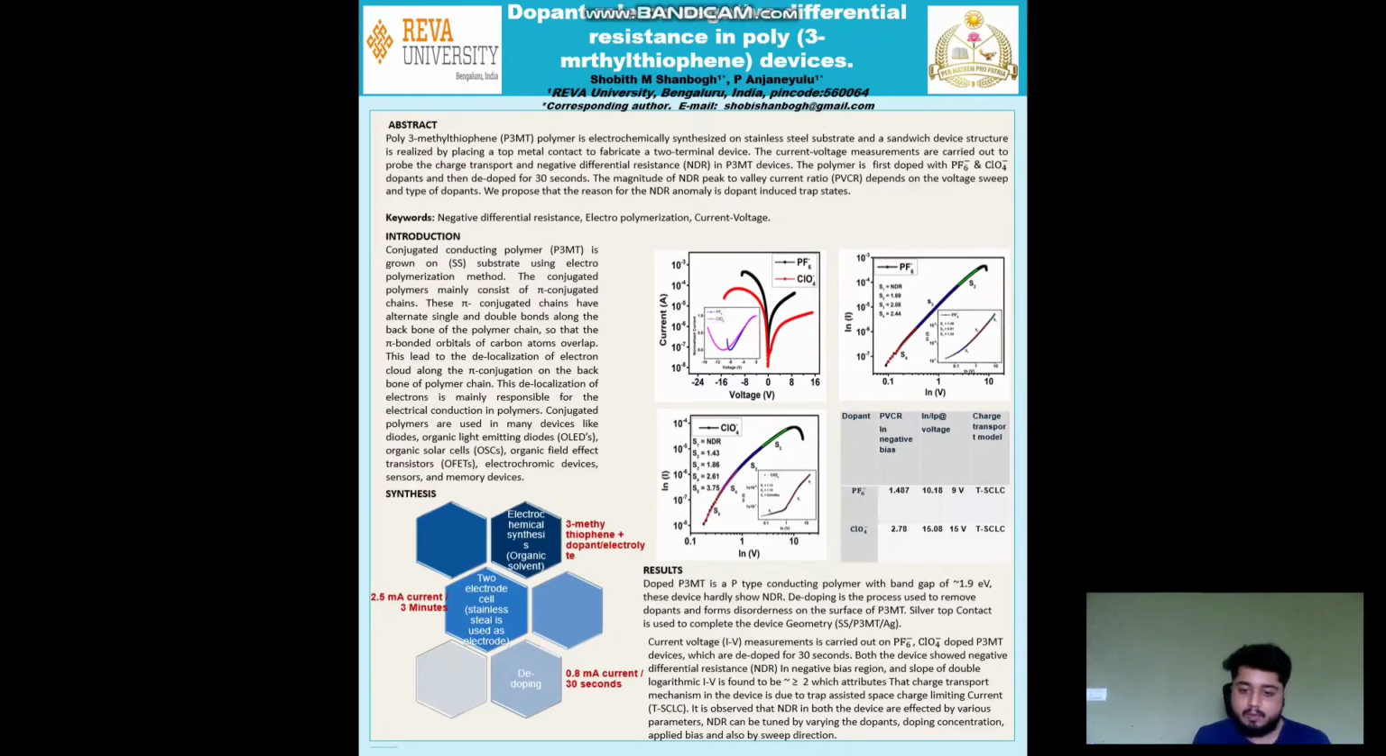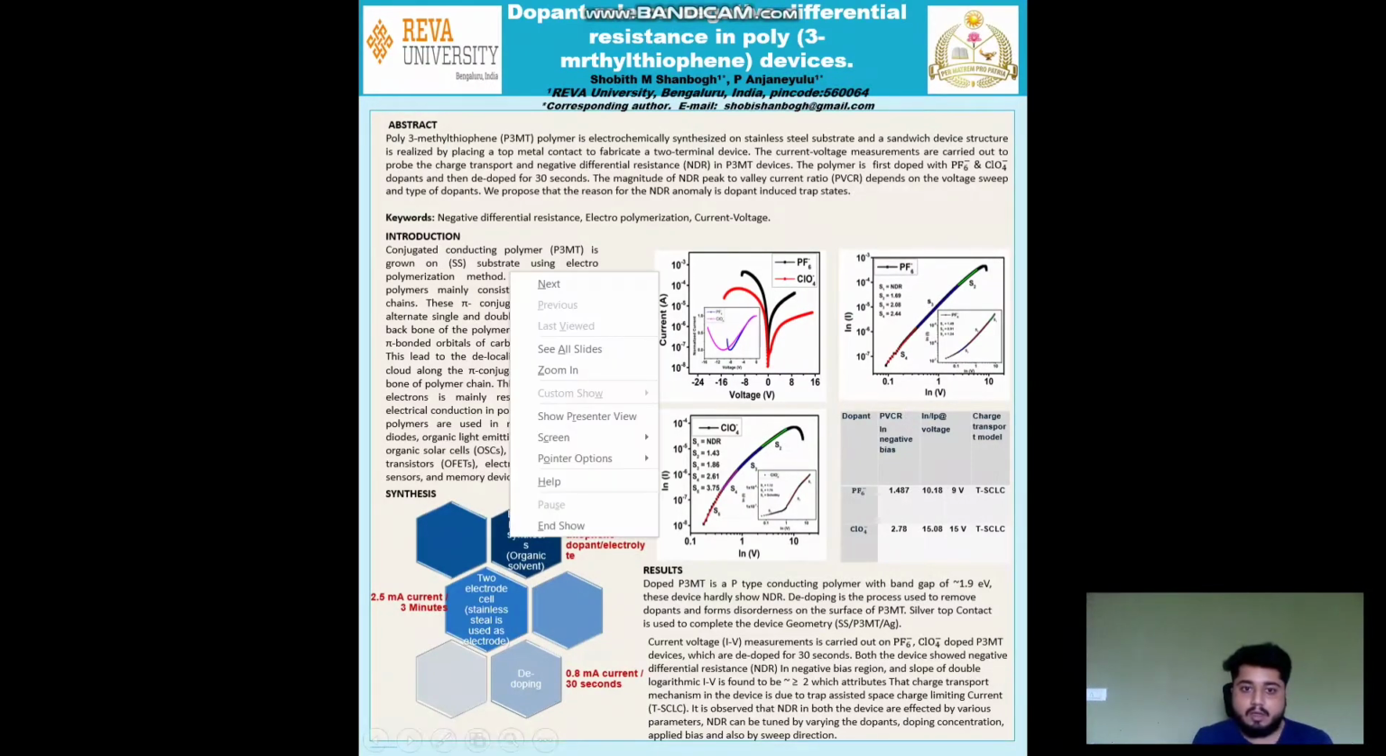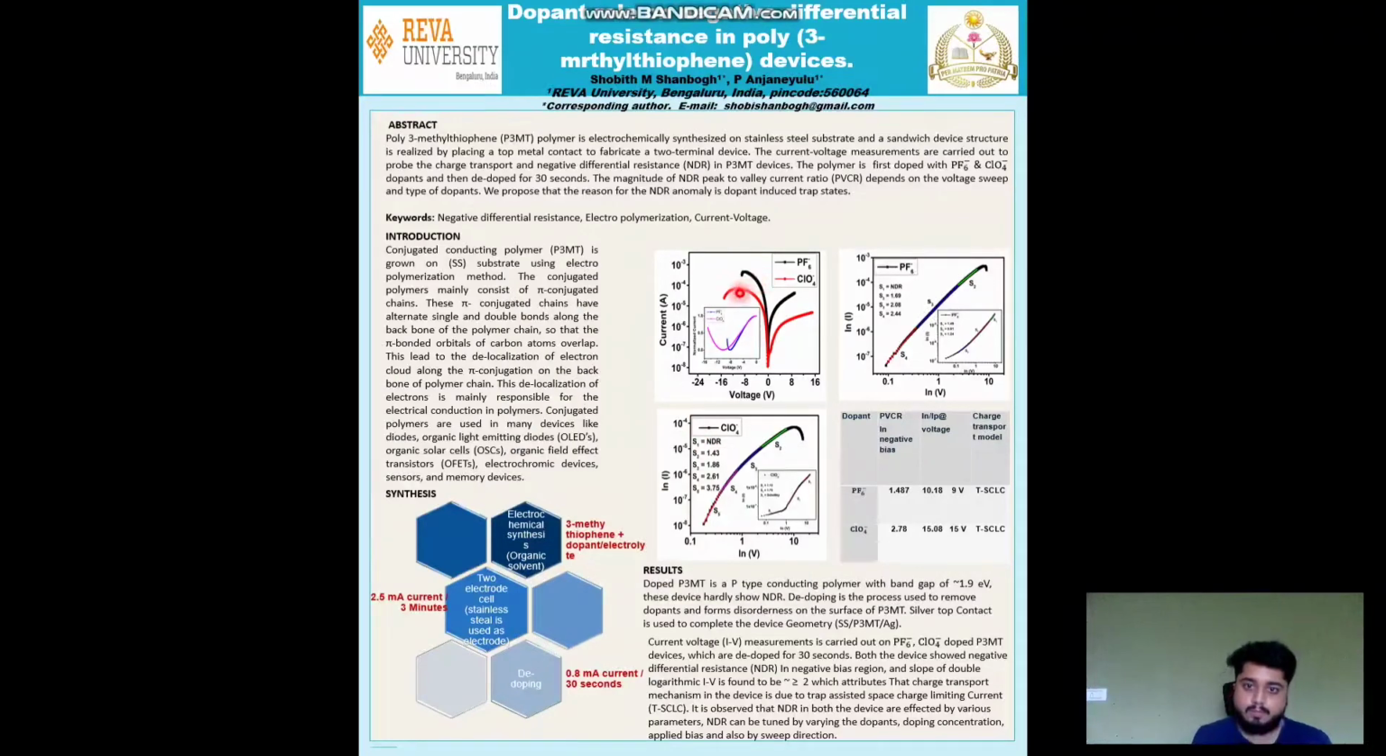NDR can be tuned by varying the dopant concentration, applied bias, and also by sweep direction. As we can observe in the first graph, the black color IV represents the IV graph for the PF6 doped device, and the red color represents the ClO4 device. And we can see that NDR is observed in both the devices in the negative bias region, as mentioned earlier.